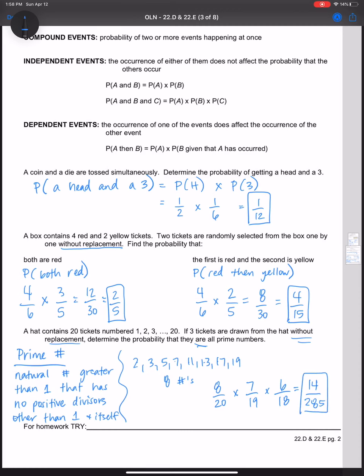If you can write it as a fraction, it'll probably be easier to leave it as a fraction. But other than that, we are good for this.